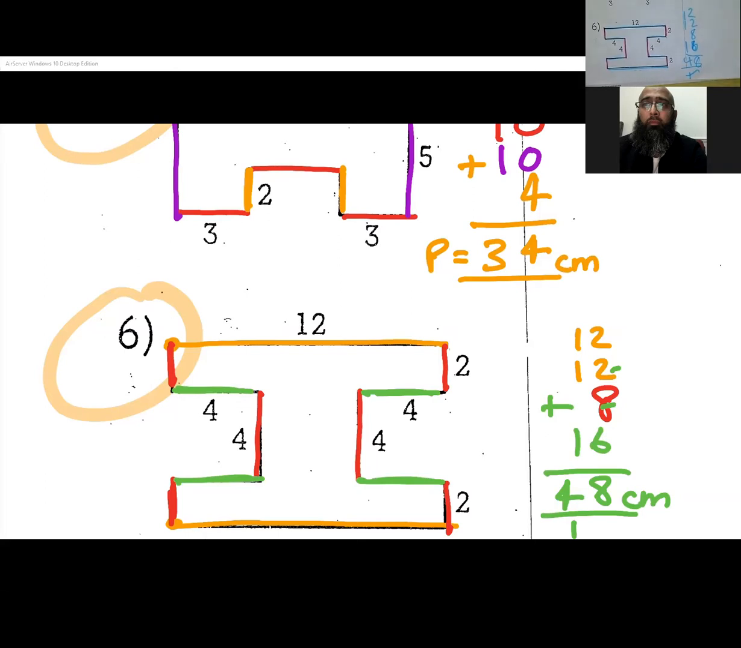So you look at my color coding. So orange bits are 12s, the red bits are 8, the green bits are the 4, that makes 16.